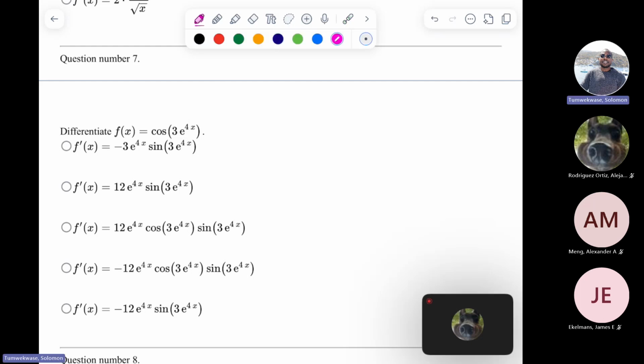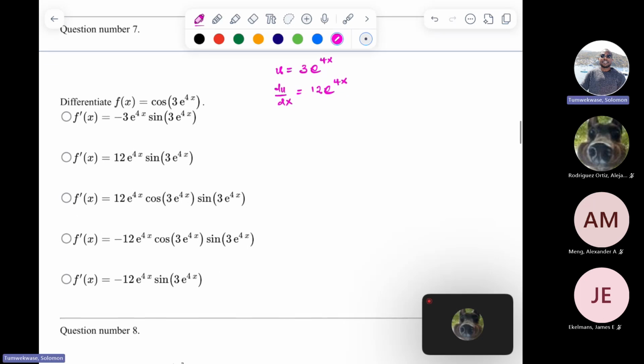But like I said, if you really want to do it nicely and show the working, you can say let u be equal to 3 exponential to the 4x. Then you find du dx, and when I find du dx, this is 12e to the 4x. Now, if u is that, then we are left with f of u is equal to cosine of u, because where there is this guy, I'm substituting a u. Now, if I differentiate f with respect to u, then this is the same as negative sine u.